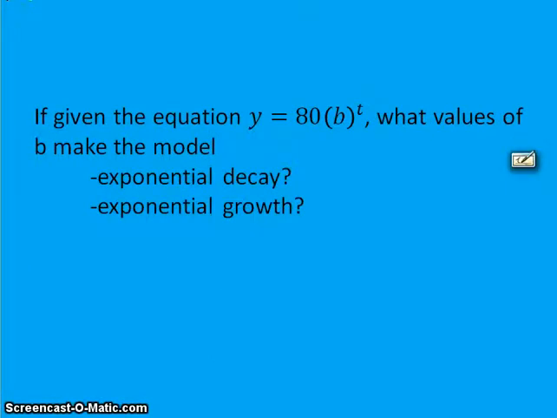So if we are given the equation y equals 80b to the x, or 80b to the t, what values of b make this model exponential decay? Well, it's got to go down, so it's got to be between 0 and 1. 0 is less than b, which is less than 1. So between 0 and 1 is exponential decay, and then for growth, b is going to be greater than 1.